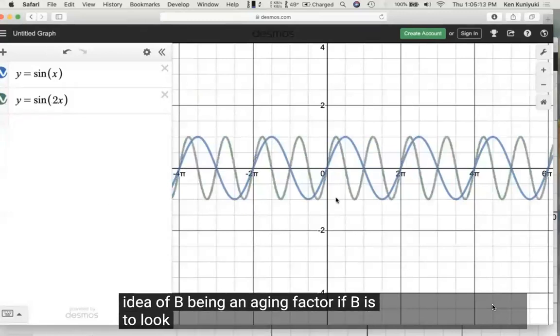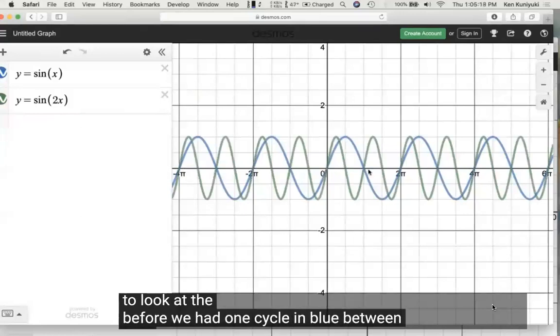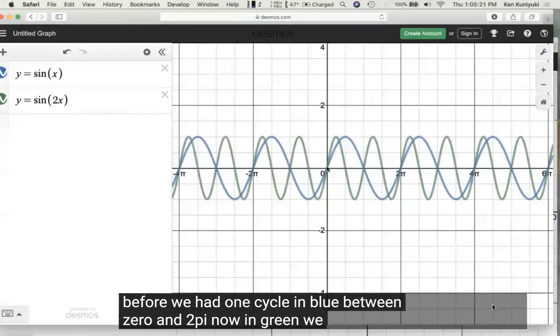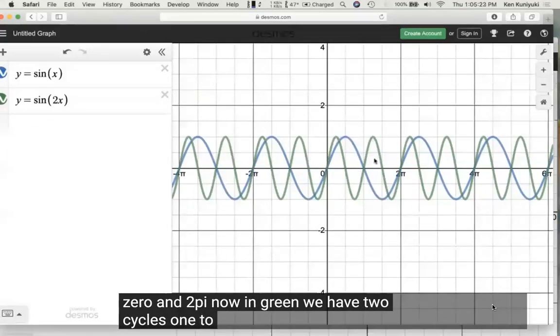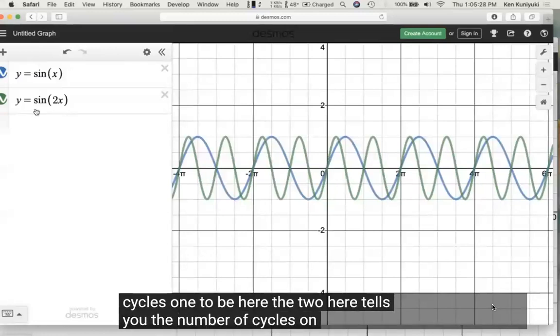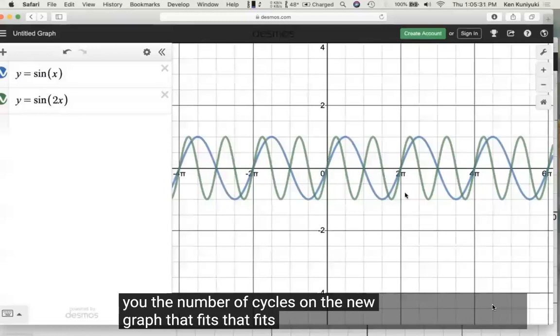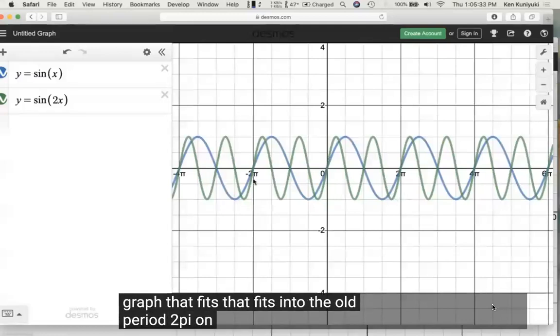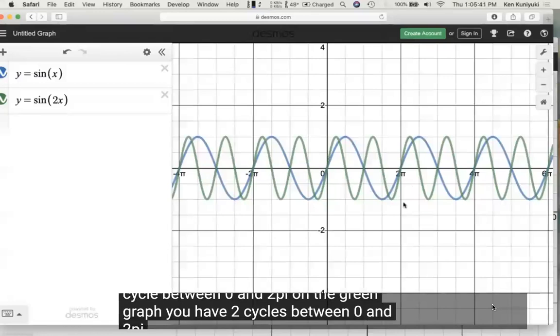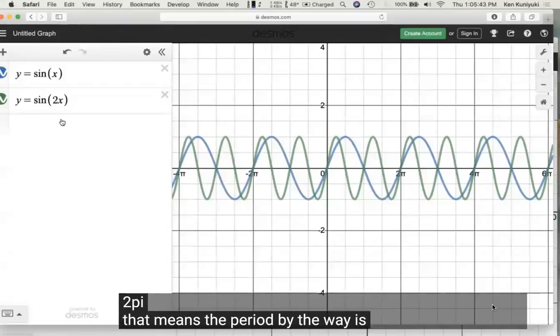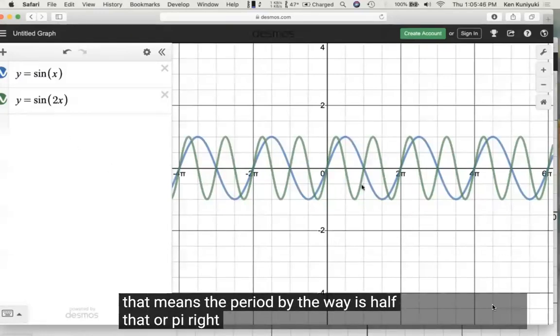If b is 2, look at this. Before, we had one cycle in blue between 0 and 2 pi. Now in green, we have 2 cycles. The b here, the 2, tells you the number of cycles on the new graph that fit into the old period, 2 pi. On the blue graph, you had 1 cycle between 0 and 2 pi. On the green graph, you have 2 cycles between 0 and 2 pi. That means the period is half that, or pi. From here to here, it's pi.